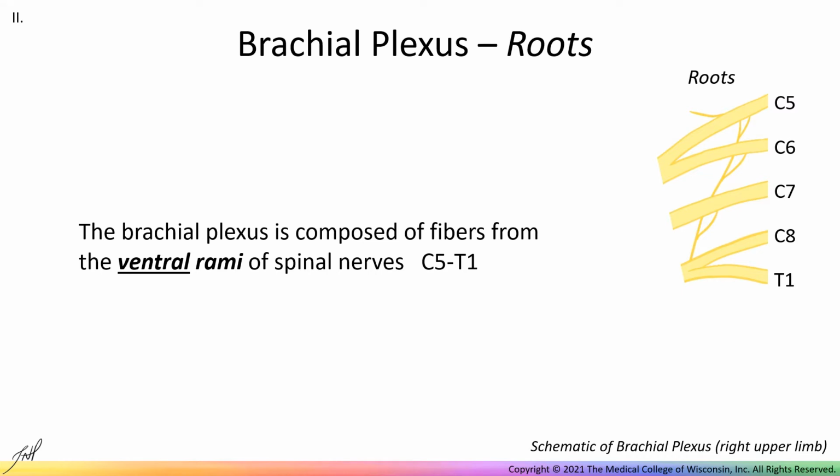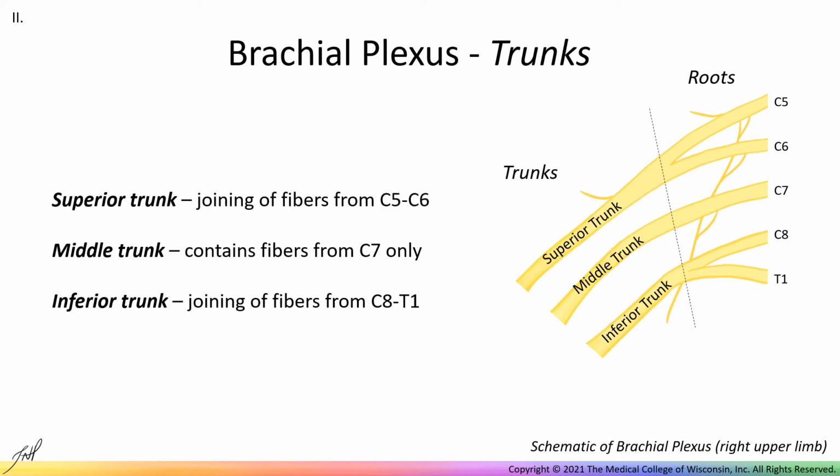Spinal nerves carry motor and sensory information from the spinal cord to the body. They exit the vertebral column between adjacent vertebrae and divide into ventral and dorsal rami. The brachial plexus begins with the roots, which are the ventral rami of spinal nerves C5 through T1. Some of these roots then converge to form trunks. C5 and C6 combine to form the superior trunk, while C8 and T1 combine to form the inferior trunk, and C7 just continues without merging with anything as the middle trunk.